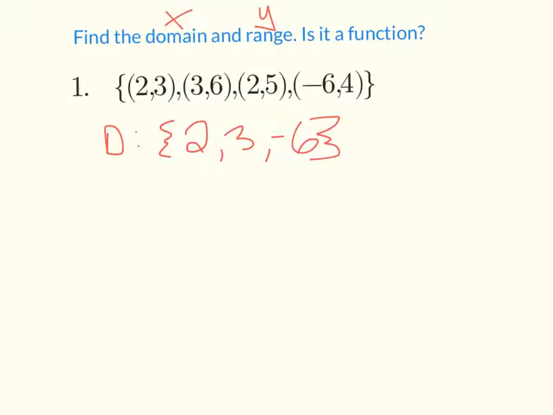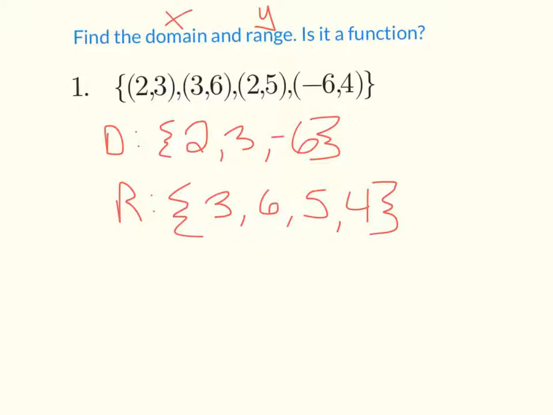For our range, again, that's our y values. So my y values, listing them out, it's 3, 6, 5, and 4. And there's your range. You certainly can put them in numerical order, that's okay, but all I care about today is if you can determine which is which.